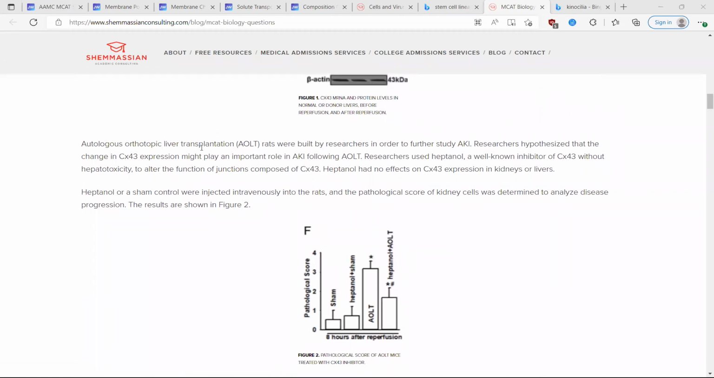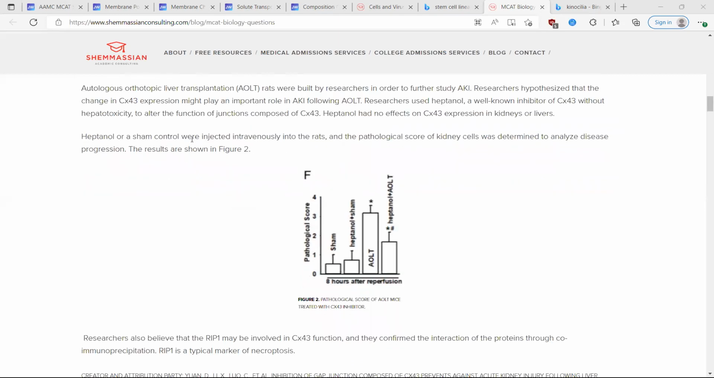Autologous orthotopic liver transplantation, AOLT, rats were built by researchers in order to further study AKI. Researchers hypothesized that the change in CX43 expression might play an important role in AKI following AOLT. Researchers used heptanol, a well-known inhibitor of CX43, without hepatotoxicity to alter the function of junctions composed of CX43. Heptanol had no effects on CX43 expression in kidneys or livers.